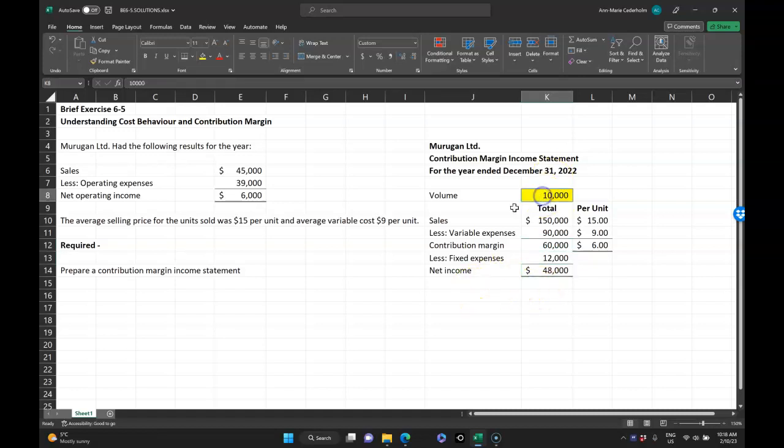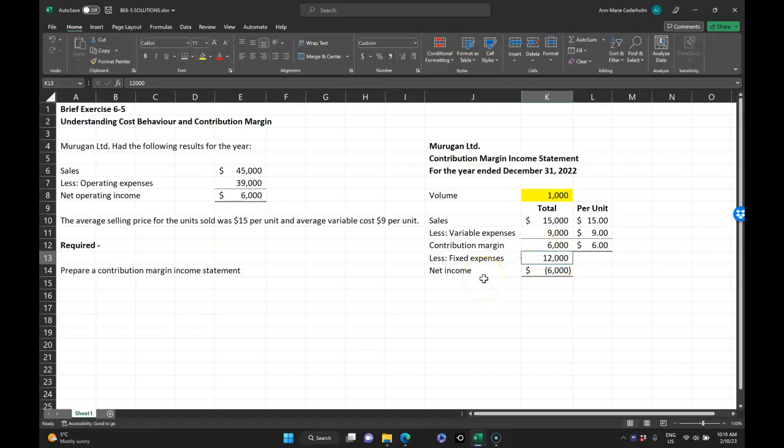Let's try and go lower. Let's see what happens if we sell 1,000 cookies. So I'm going to type in 1,000. Keep an eye on those fixed expenses because they're still going to stay at 12,000. All of a sudden, if we only sell 1,000 cookies, then we lose 6,000 because we don't have enough contribution margin to pay our fixed expenses. So the problem is that our fixed expenses don't change. They're the same whether you sell 1 cookie or 10,000 cookies.